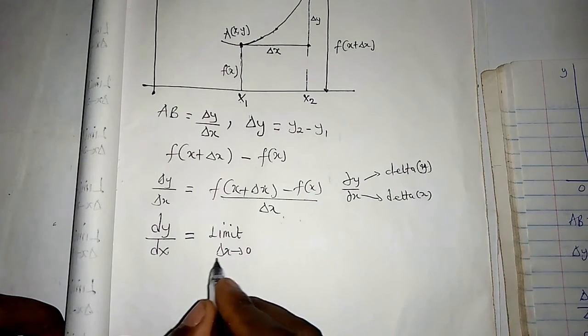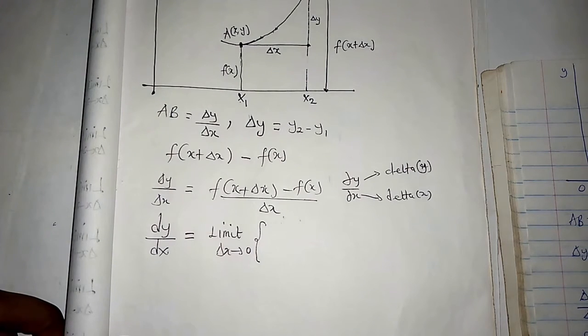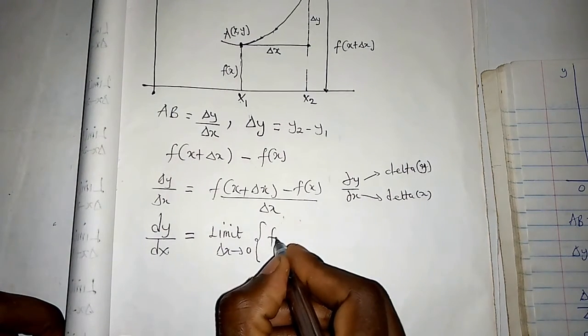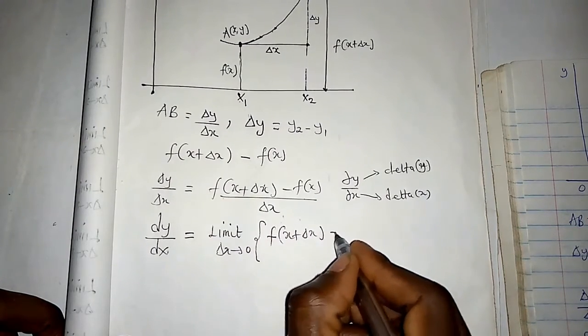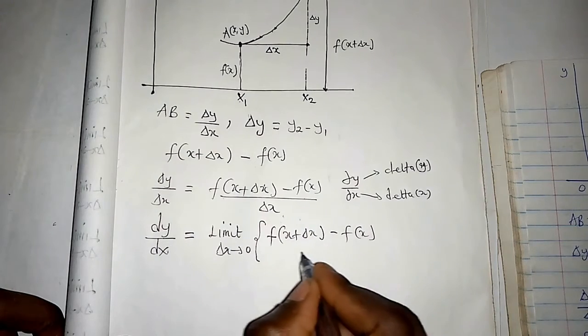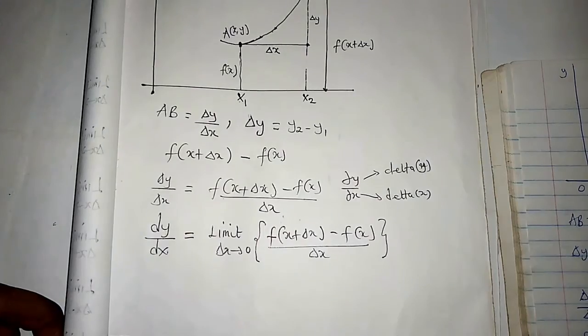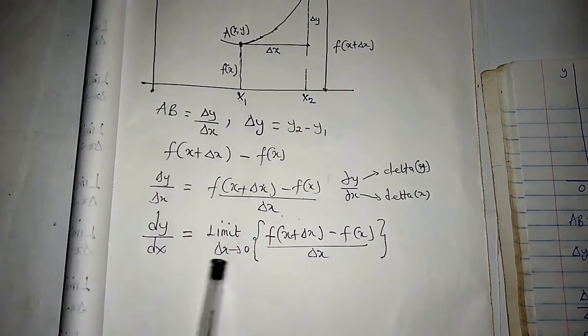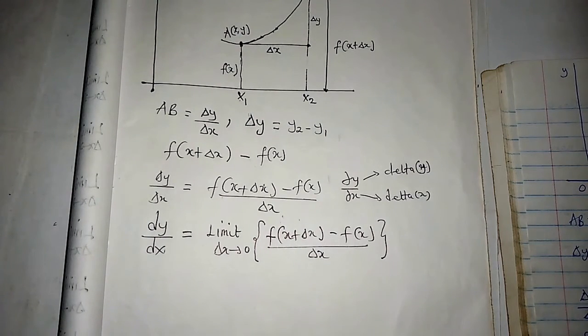When the change of x approaches 0, we can say that our dy/dx is equal to f of x plus change of x minus f of x, all over change of x, like this. So dy/dx is equal to the limit as change of x approaches 0, and this is actually the formula for solving every differentiation using the first principle.